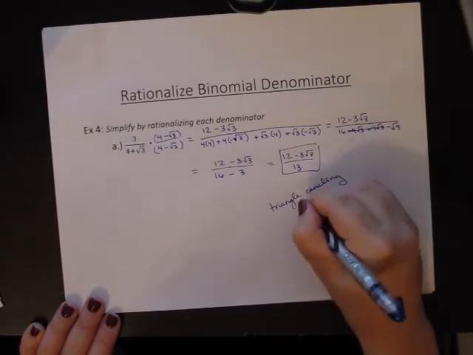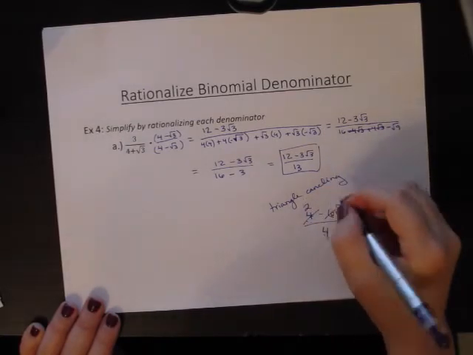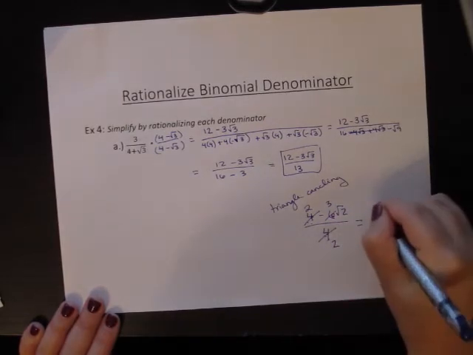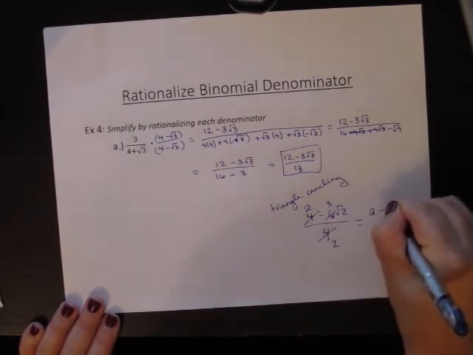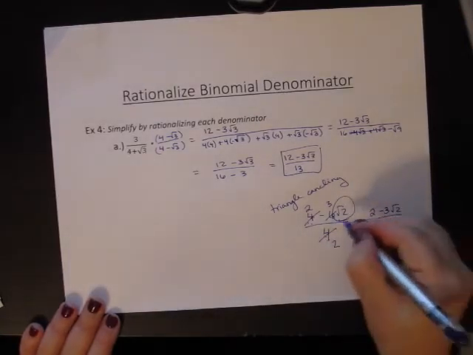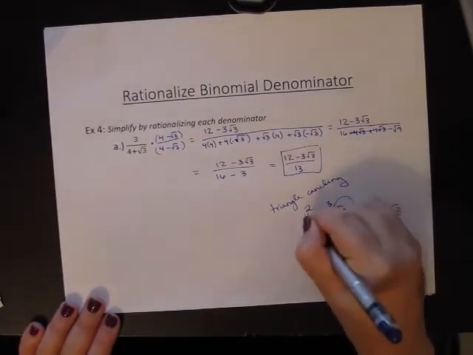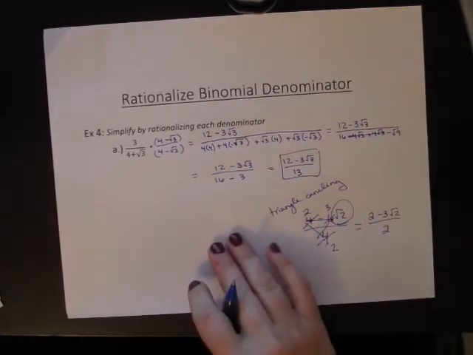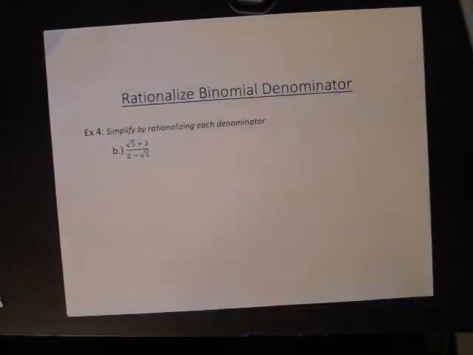So 4 divided by 2 would leave me with 2. 6 divided by 2 would leave me with 3. And then 4 divided by 2 would leave me with 2. So my final answer would be 2 minus 3 square root 2 over 2. You don't include the radical, it's just the coefficients in front. And it makes the shape of a triangle. That's why it's called triangle canceling. Alright, let's try another one.